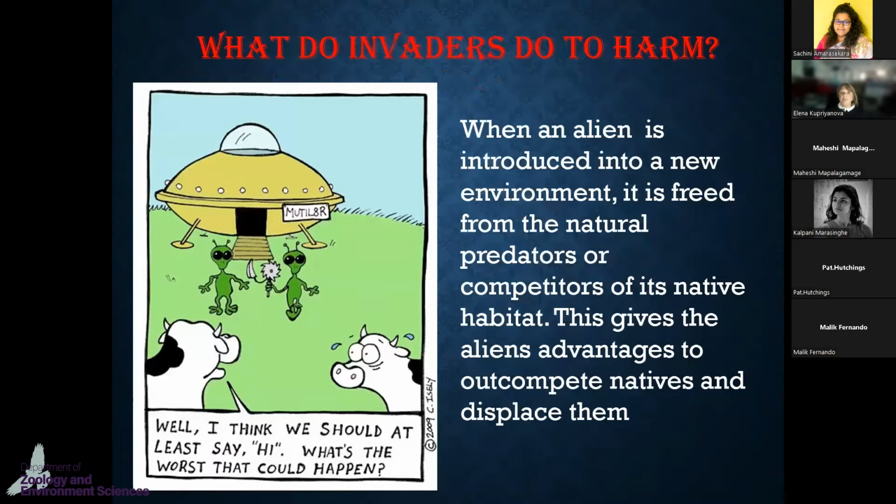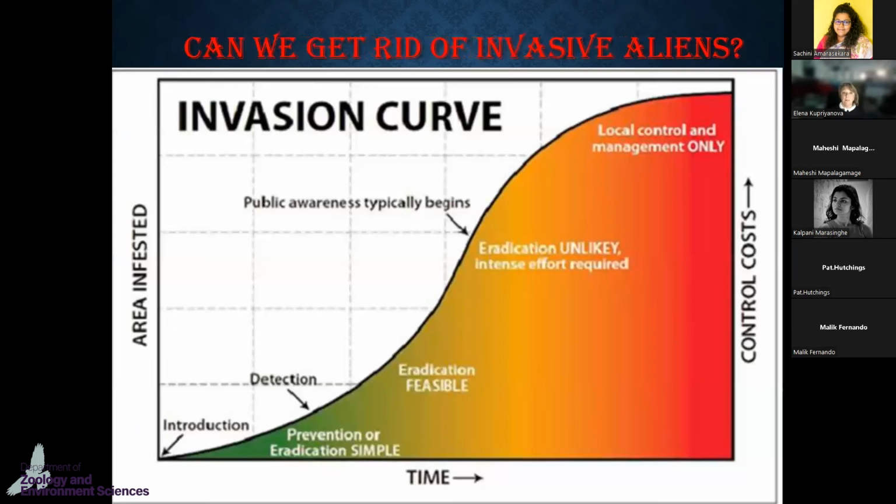We may ask an obvious question: what do invaders do to harm? In scientific words, it's what's the impact? Well, invasive species can cause harm in many different ways. When an alien is introduced to a new environment, it's commonly freed from the natural predators or competitors of its native habitat. This gives the aliens advantages to outcompete natives and displace them.